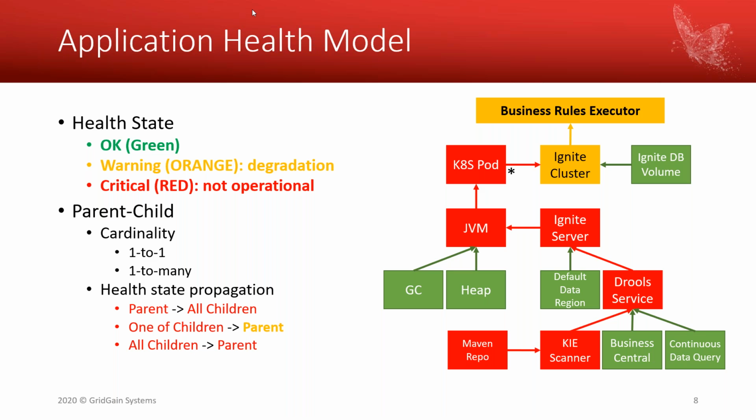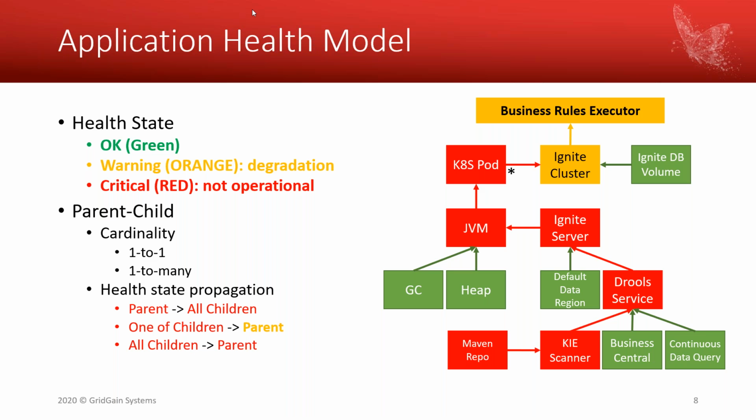There are parent-child relationships between the components, and those relationships have cardinality. There can be either a one-to-one relationship or a one-to-many relationship. So in this example, all the components have a one-to-one relationship except the Ignite cluster. Our Ignite cluster is a cluster, and it consists of multiple Kubernetes pods. As I said, this application runs in Kubernetes. So you show cardinality using this StarUML style UML style diagram.